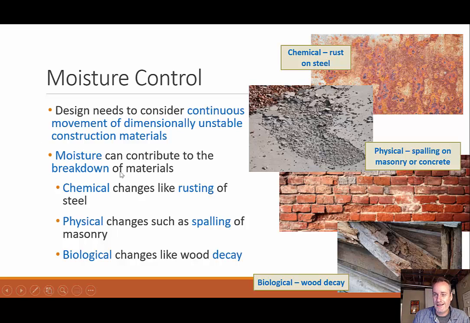And the moisture can cause many issues. It can be chemical issues, like rusting of steel with that oxidation with the iron. And it can have physical changes, such as the spalling of masonry or concrete, and biological changes. It can increase, like, this wood decay.